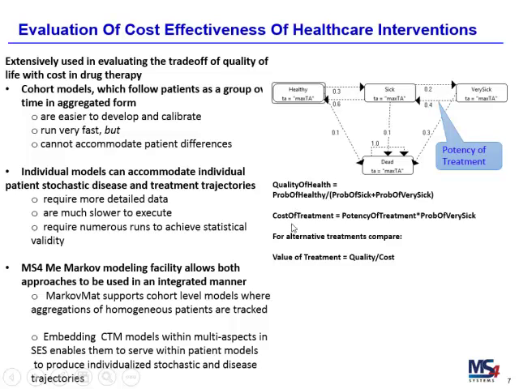The cost of treatment varies with the probability of being very sick and the potency or effectiveness of treatment, so that the longer you stay in the very sick state, the more it costs before you can transition back to the sick state. When you have alternate treatments, which would have different potencies of treatment, the value of treatment is comparable in each as the quality of health over the cost of treatment.